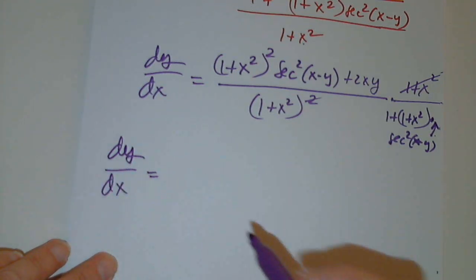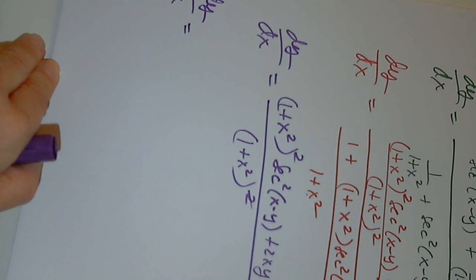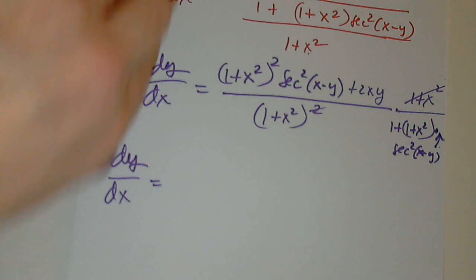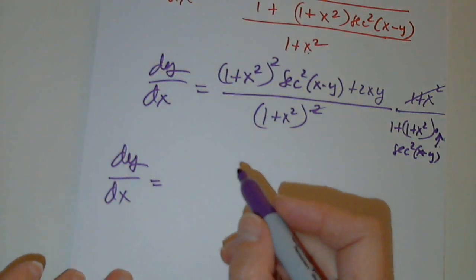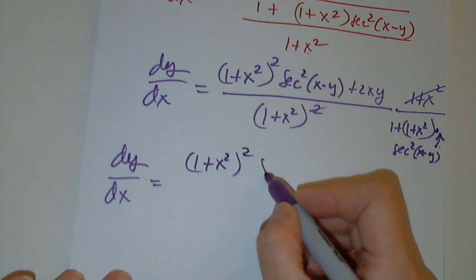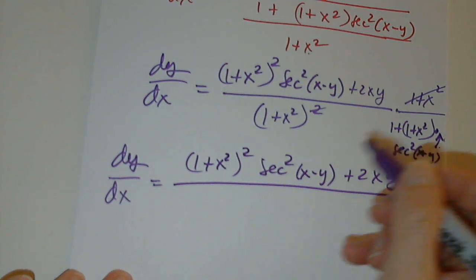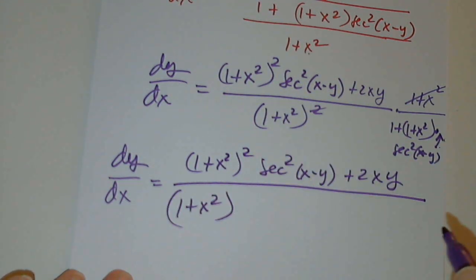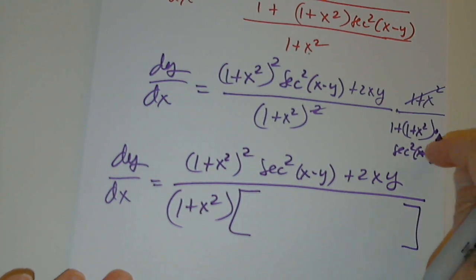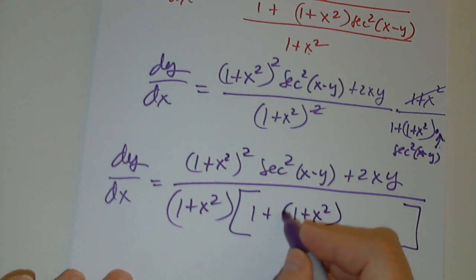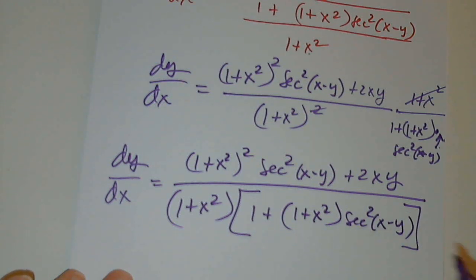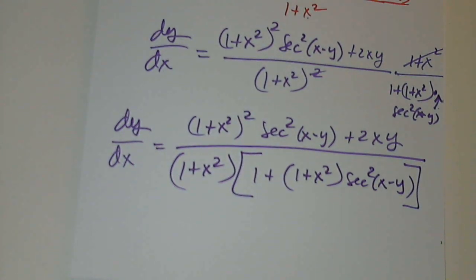Dy over dx. Maybe I should write it this way, because when I scan them, for these kinds of problems, you're going to have to rotate them. And so 1 plus x squared squared secant squared x minus y plus 2xy times 1 over 1 plus x squared, and everything multiplied by this, 1 plus x squared secant squared x minus y. These steps were not really necessary, only because we're not doing anything else with this expression. But we wanted to simplify.